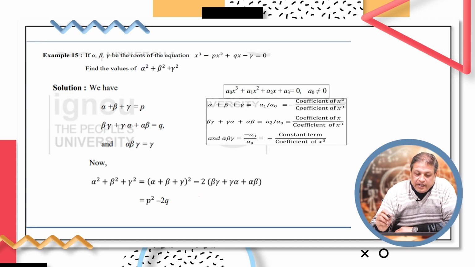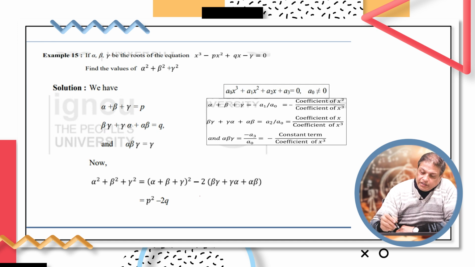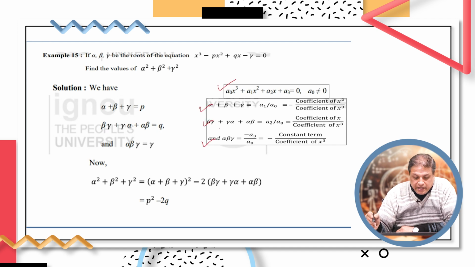Now, for better understanding, let me extend and give you one more example. If alpha, beta, gamma be the roots of the equation x cube minus px square plus qx minus r is equal to 0, find the value of alpha square plus beta square plus gamma square. Mind it, again it is a cubic equation and we have just these three identities.